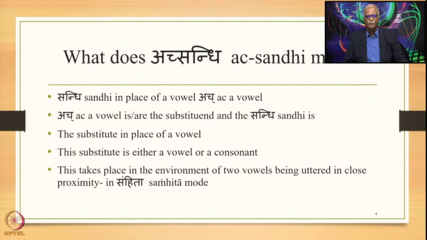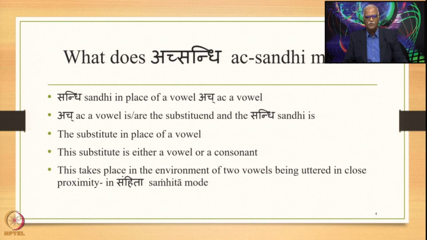Now, this substitute in the form of either a vowel or a consonant takes place in the environment of 2 vowels being uttered in close proximity, that is in samhita mode, which means that when two vowels are uttered immediately one after another, the gap that is required for the distinct comprehension of these two vowels is only remaining, and there isn't any more gap in between these two vowels. That is the Samhita mode in which the sandhi takes place.